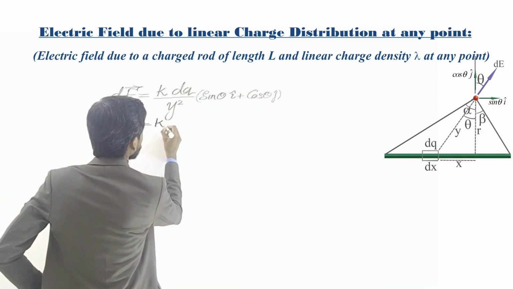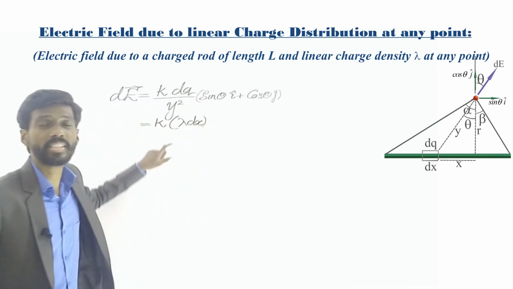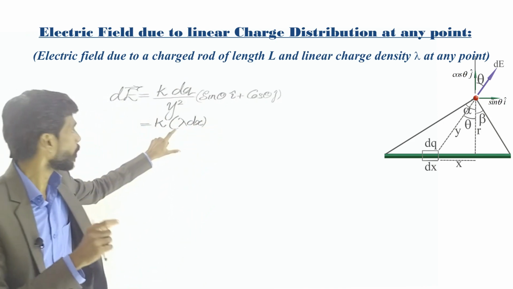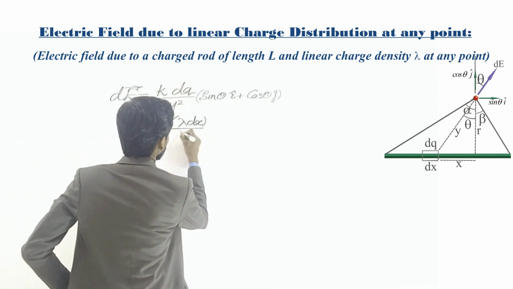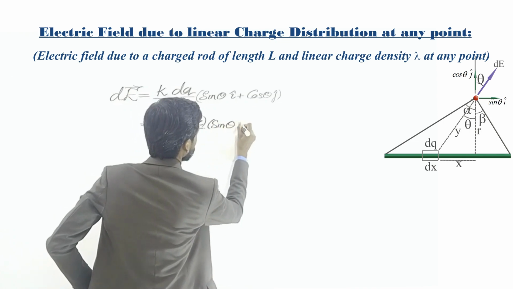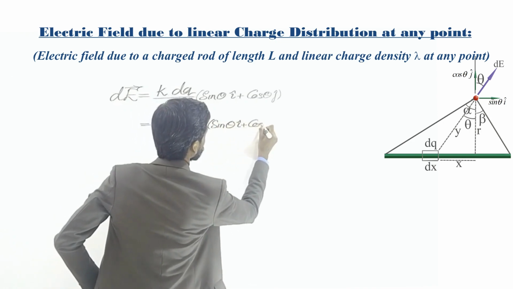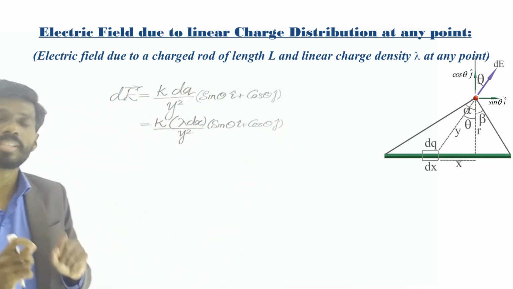So same as the last case, here also we will write k. So what is dq? That is lambda times dx, right? The linear charge density multiplied by the length. So k lambda dx, that is dq, divided by y squared, multiplied by the same value, sin theta i cap plus cos theta j cap. Now we have to do the integration to get the answer.